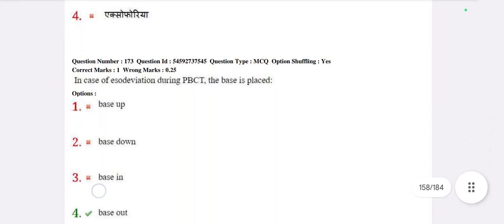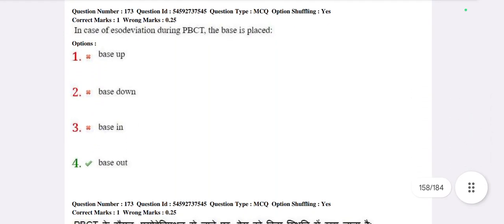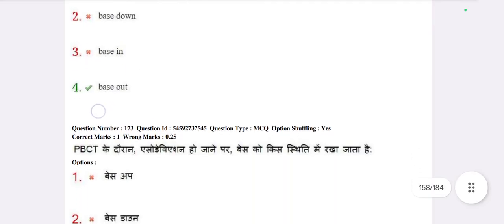Our next question is, in case of isodeviation during PBCT, the base is displaced: base up, base down, base in, or base out. Correct answer is base out.